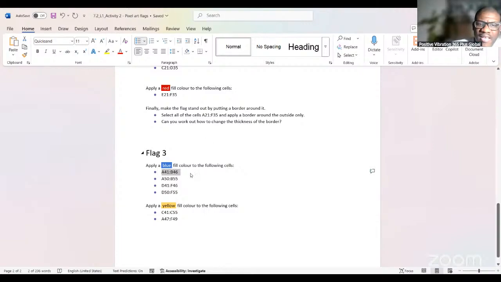So remember, this is not just all continuous blue, guys. It's from A41 to B46. So make sure you move from letter to letter and then from number to number. Then you move from A50 to B55, make that blue as well. Then from D41 to F46, make that blue. And finally, from D50 to F55, that should give you a blue. So you should have 4 sets of blues.